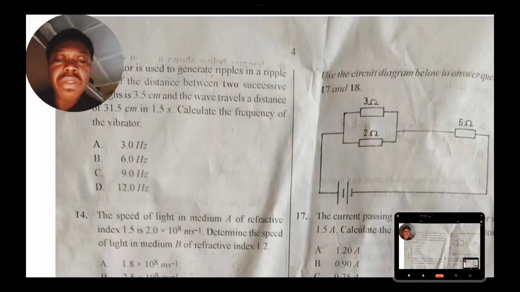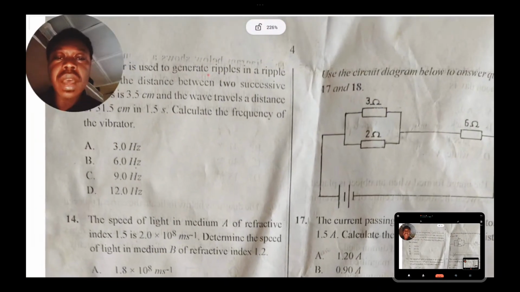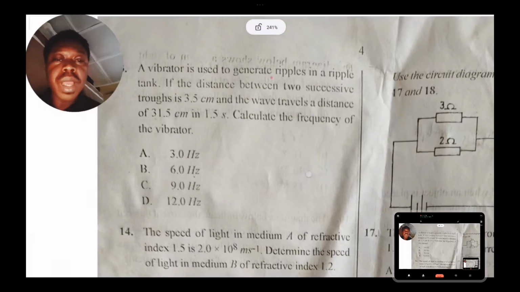This is day 3 of our preparation for this year's WAEC physics exams. This is to enable you to score A1 in your physics, because it is possible for you to score that particular mark this year. So we are wishing you the best.